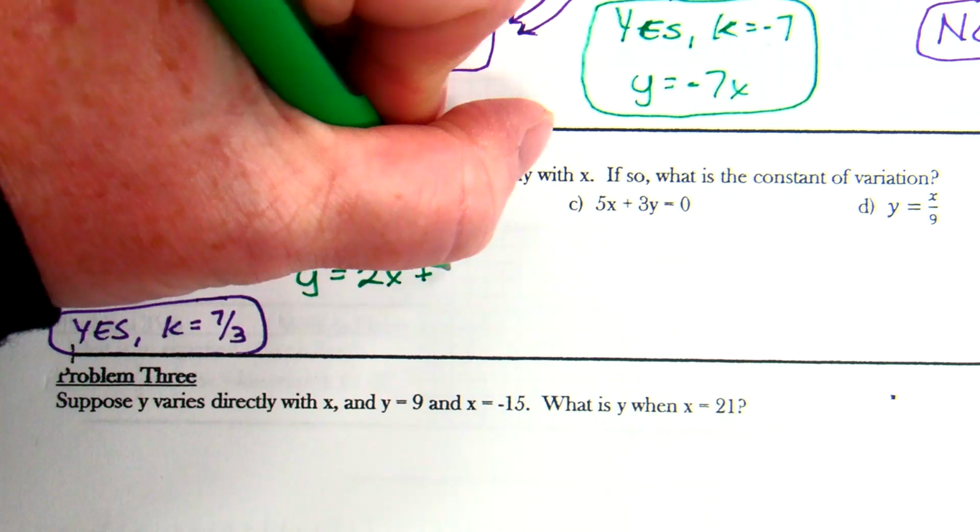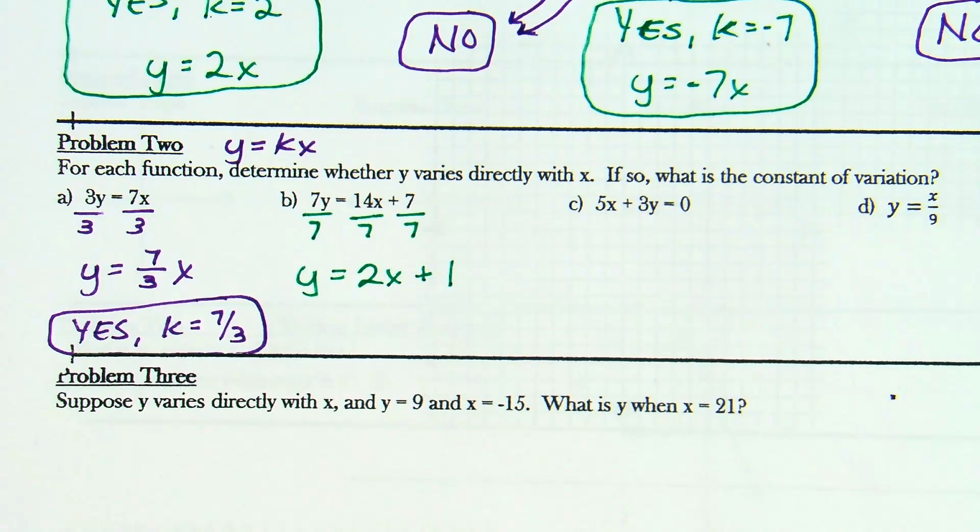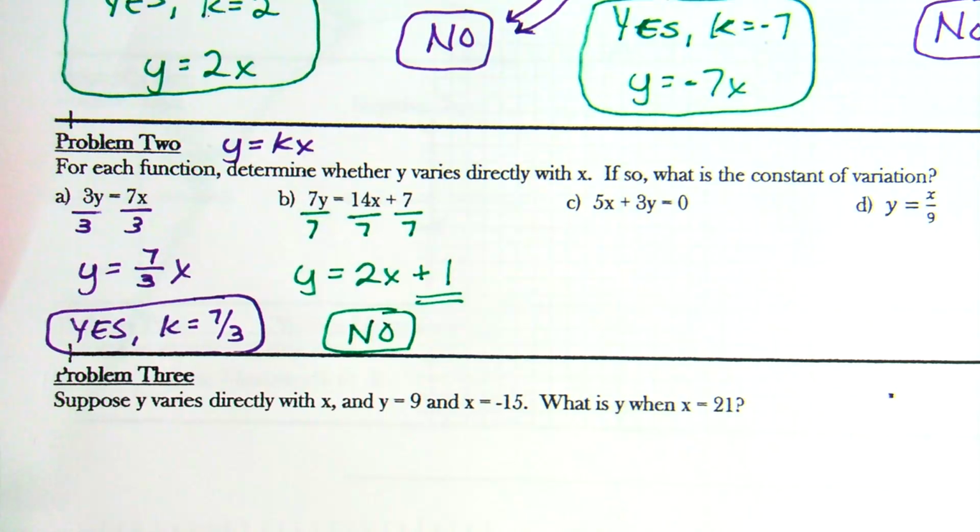Does this fit the form y equals a number times x? No, this is y equals a number times x plus a number. Is plus a number part of the form? No. It needs to be y equals a number times x. So this is not direct variation, all because of that plus 1.